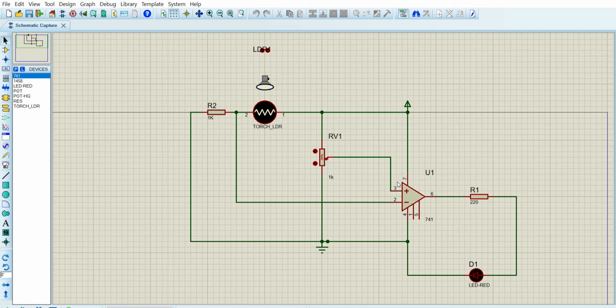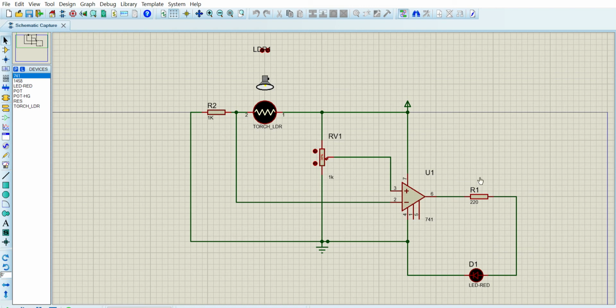Let's consider pin number 3 and pin number 2 as VP and VN, pin number 7 as VCC, pin number 4 as minus VCC, and pin number 6 as V output. So as per the working of op-amp, if VP is equal to VN, then the output will be 0, and if VP is greater than VN, the output will be VCC, which is the positive power supply in this case. And if VP is less than VN, the output will be minus VCC, which is ground, that is equal to 0 in this case.